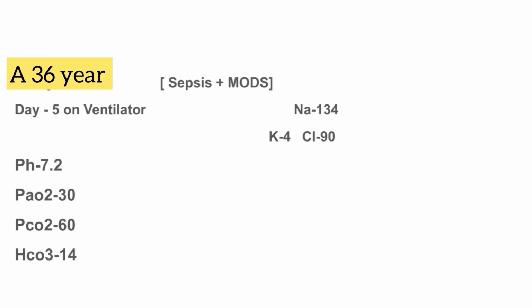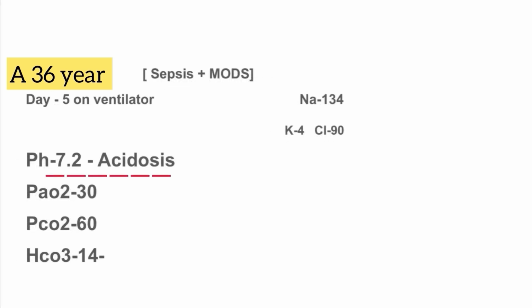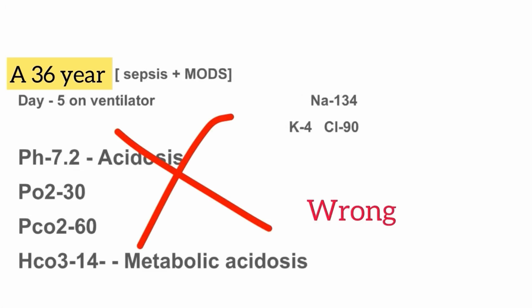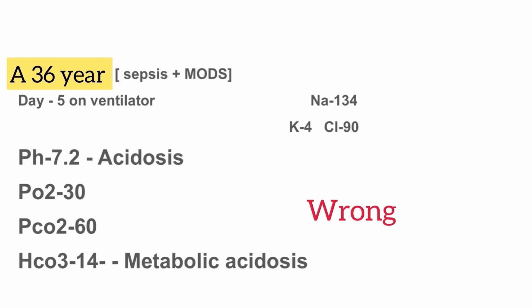Usually those who are trying this for the first time will answer like this. pH is low, so the patient has acidosis. Bicarbonate is low, so definitely the patient has metabolic acidosis. But the answer is wrong because this is not the way to answer, especially for exams.